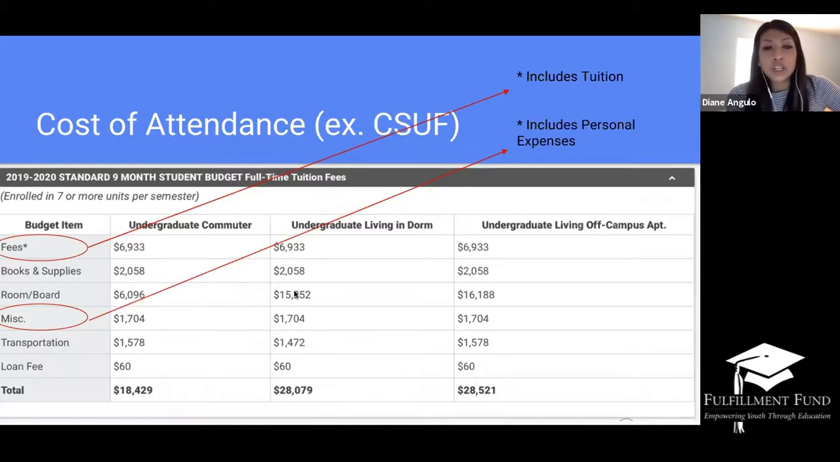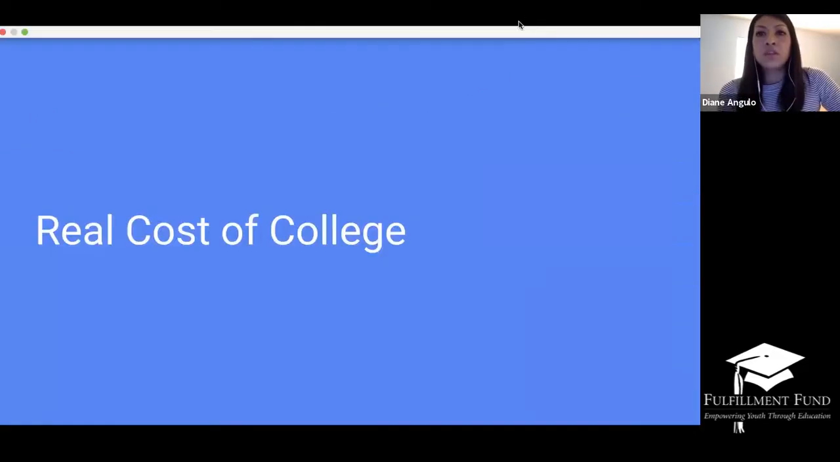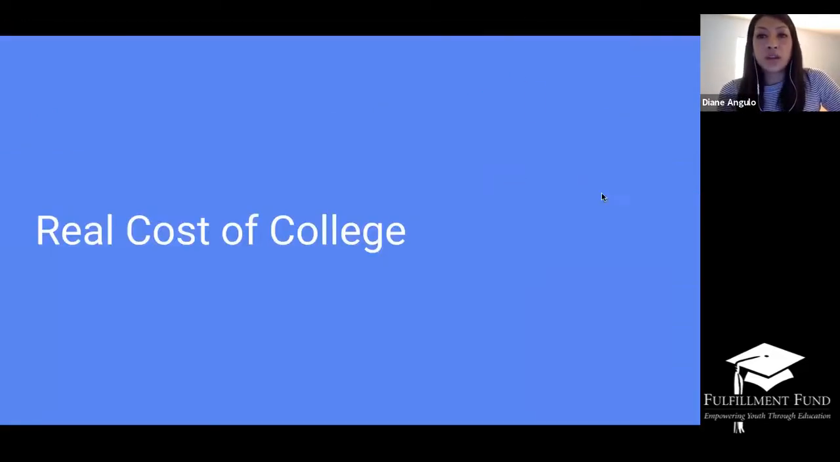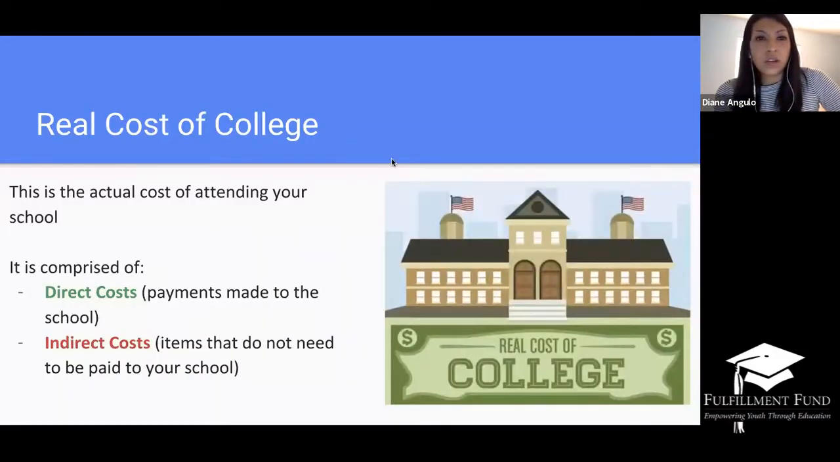Transportation can always change as well, depending on how far you go, if you need to buy plane tickets. So these are things that we can always talk about. And then of course the loan fee. Some loans do have a loan fee that you have to pay. Now we're going to focus on the real cost of attendance, and I want to show you the importance of the breakdown, because it really does matter in calculating your award letters.